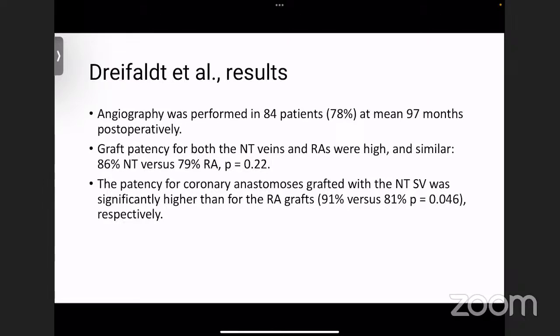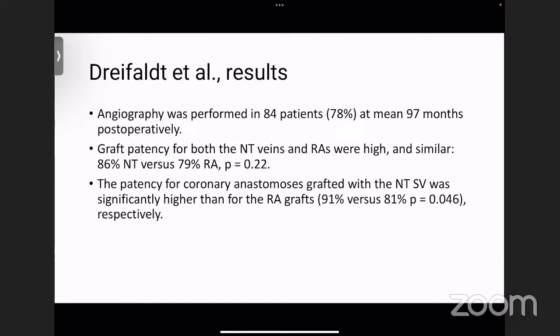Essentially, it's a pedicle, just like we get the pedicle for the LIMA and the RIMA. We can get the pedicle for the vein. Maybe there is an increased risk of infection, however. These are the results. Graft patency for both the non-touch vein and the RA were high and similar, 86% versus 79%, for the non-touch and the RA respectively. There's no significant difference between the graft patency.